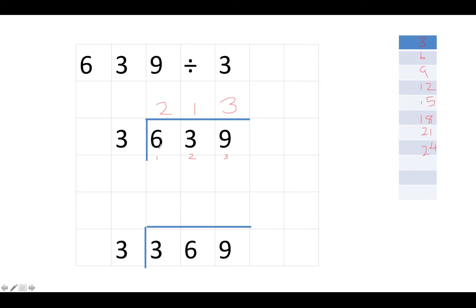So start at the first number and just do 6 divided by 3, write the answer. 3 divided by 3, write the answer. 9 divided by 3, write the answer. So the answer is 213. Pause the video and have a go.